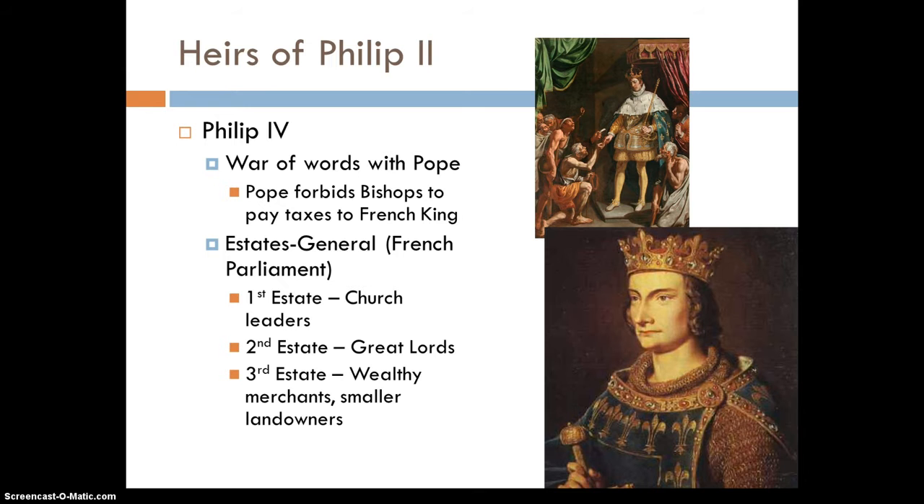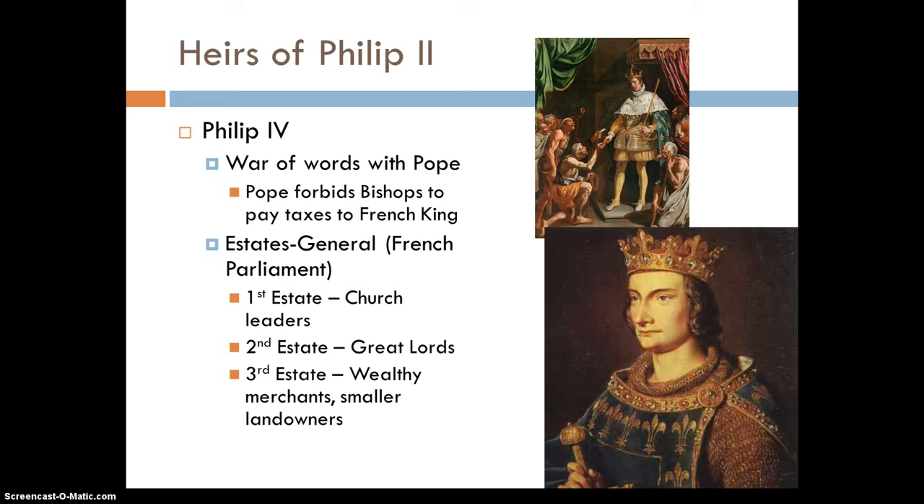Philip IV was one of the Capetian kings who actually gets into a fight with the Pope. When the Pope forbids bishops to pay taxes to the French king, Philip decides that he is going to call together a meeting of all of the important people in France in order to convince them that bishops should pay taxes to the French king. And so this is the first time a parliamentary type group gets together in France.